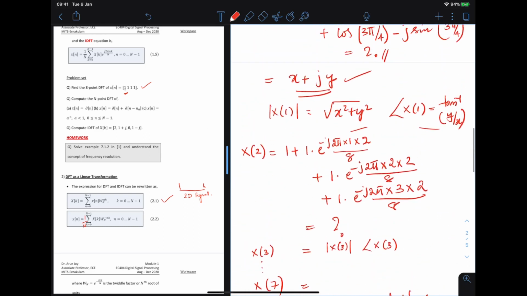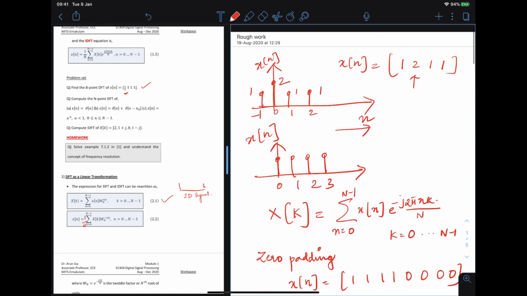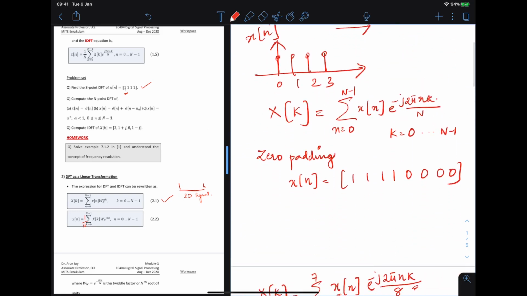So remember, in this question what we have done is, always first write your expression for DFT. Then if your DFT N value is greater than the length of the signal, you have to zero pad it to make it equal to the length of the DFT that is asked.